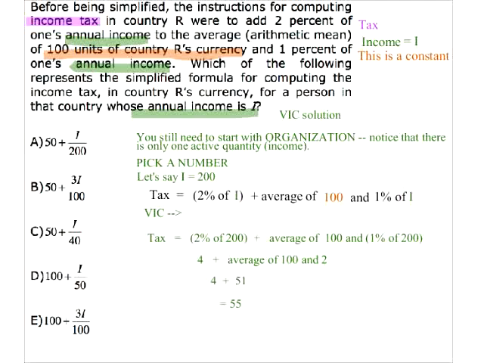And then we just see what happens to the answer choices when we input the same value. So if I is 200, that's 50 plus 1. That's not 55. This is 50 plus 600 over 100. That's 50 plus 6. That's too big. This is 50 plus 5. Yay. Happy times. This is over 100, so definitely wrong. This is also over 100, so definitely wrong.